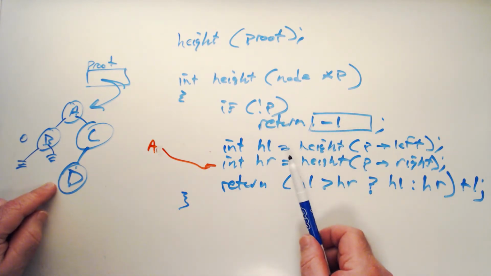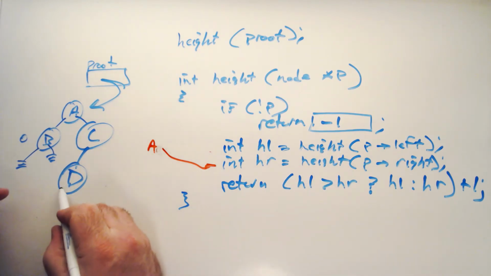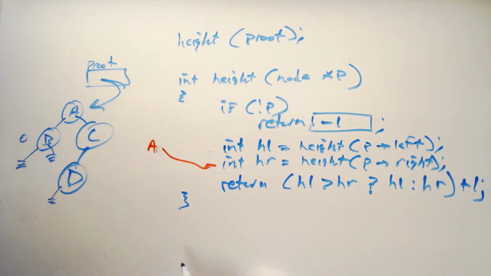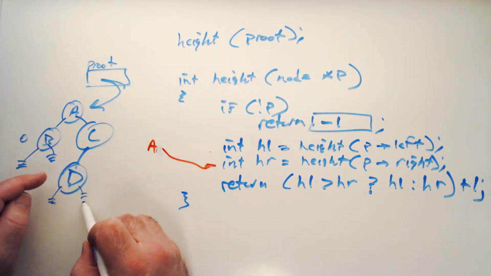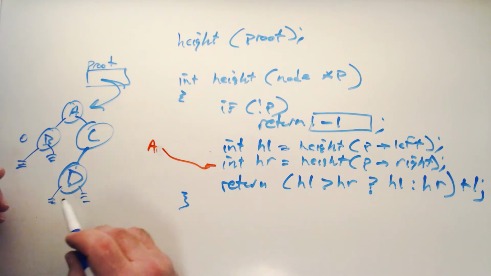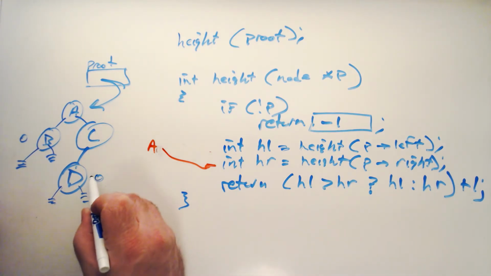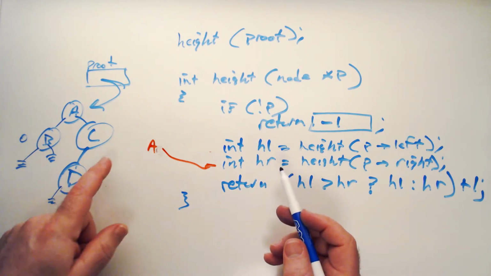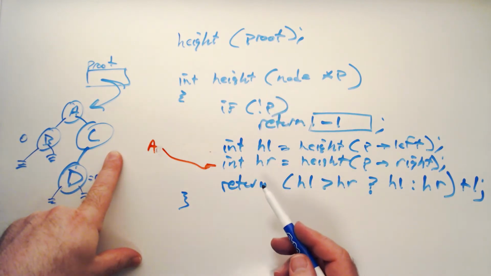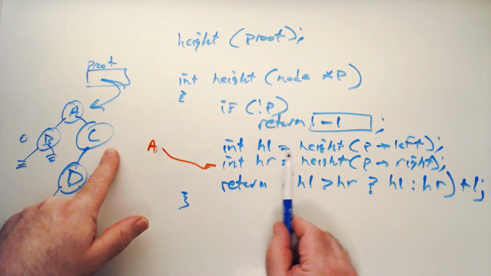D is going to come along and say, hey, I'm non-null. How big is my left guy? Well, my left guy is null. So he's going to end up with a 0 there. He's going to come back with, actually, a -1, right? He's going to be -1 for here, -1 for there. Then he's going to do this, and he's going to say my height is 0, okay?